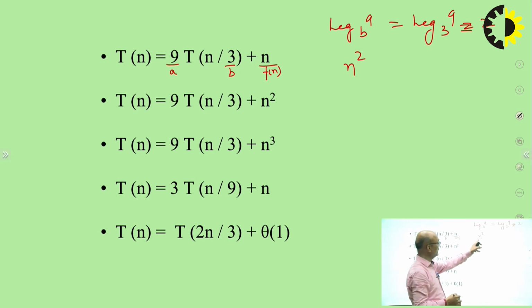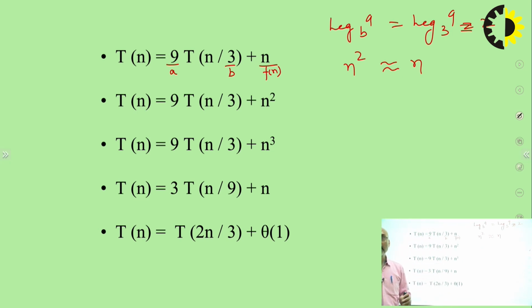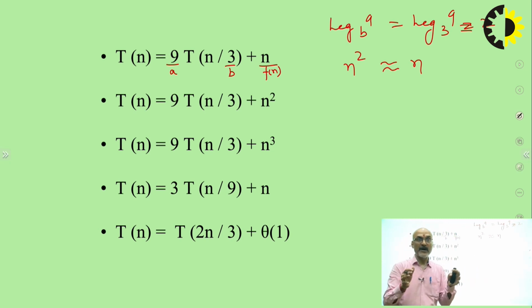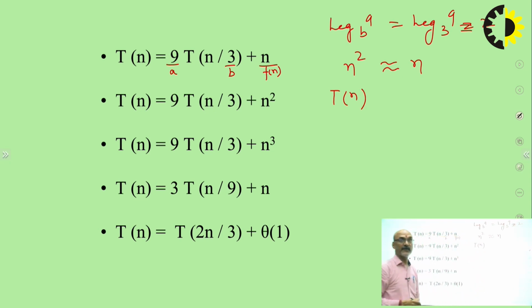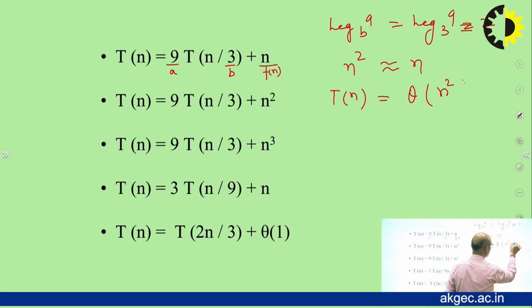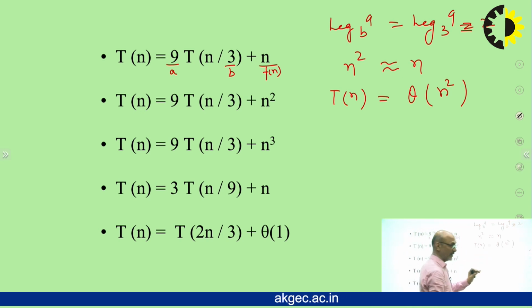Now this is actually n to the power log of a base b, and this is compared with the function f(n). f(n) is n. Naturally, in this given example, n square is greater than n. This logic reflects that the recursive part is putting more stress on the complexity. The recursive part is more influencing the complexity. That means the solution of this recursive function, not going into too much detail, is theta of n square.